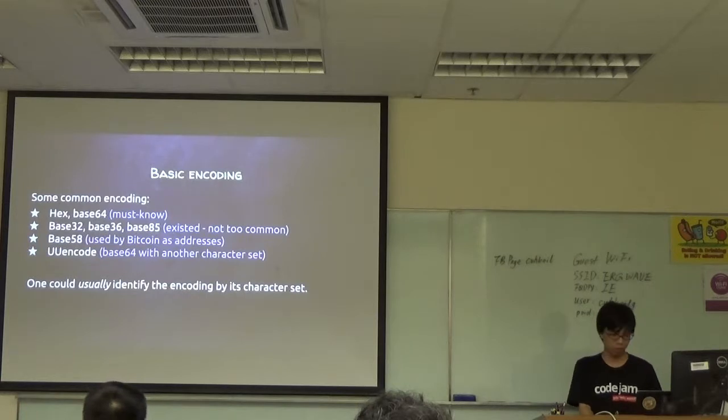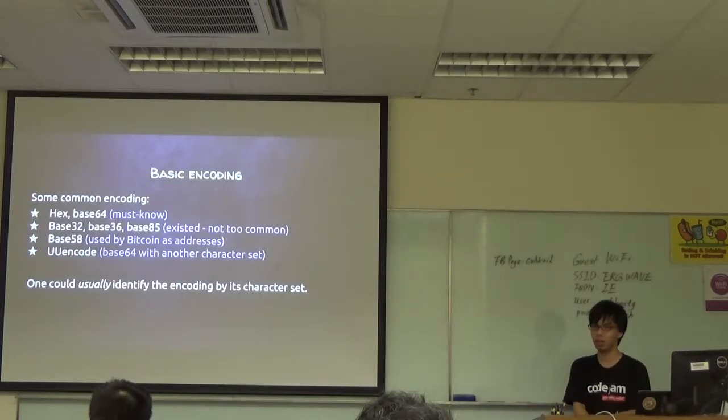So if we don't use those characters, then it could be easily read and classified by humans, because most likely we couldn't tell apart a capital letter I and a small letter l, or even the alphabet O and an integer 0. Those are some common encodings, and we could usually identify the encoding by its character set.